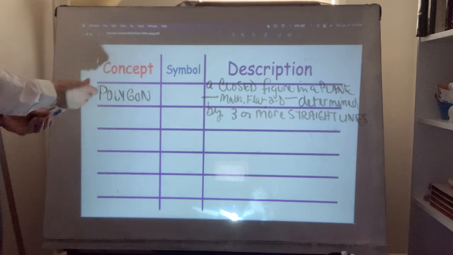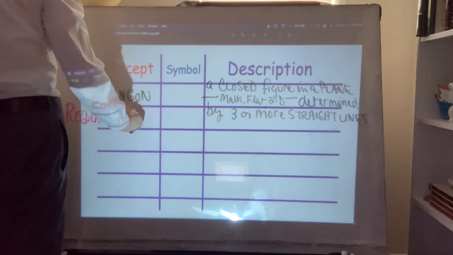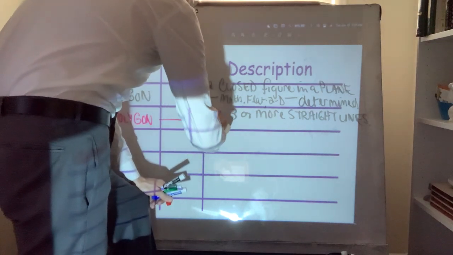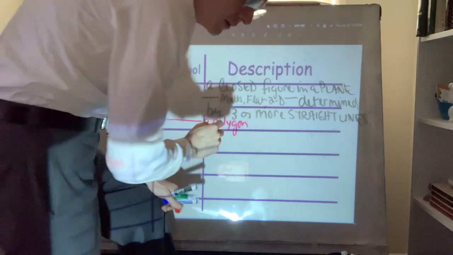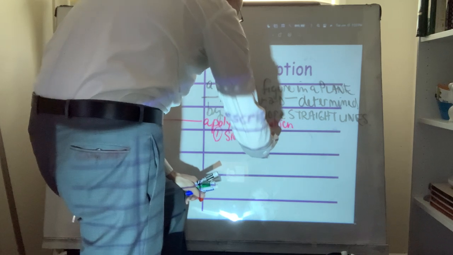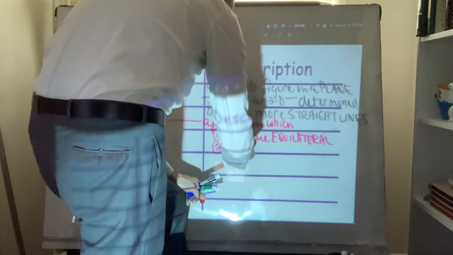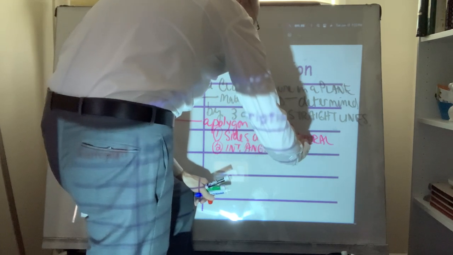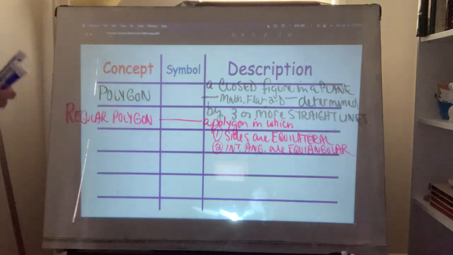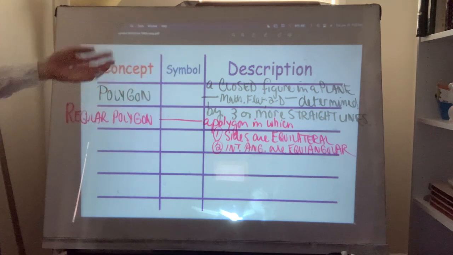We kind of alluded to this already, but let me make sure it's clear. A regular polygon meets two conditions. It is a polygon in which number one, the sides are equilateral. That means they're all equal. And two, the interior angles are equiangular, which again means they're all equal. Equilateral and equiangular. Knowing that is very helpful if you're trying to, as in the last problem, conclude what an individual angle is worth.